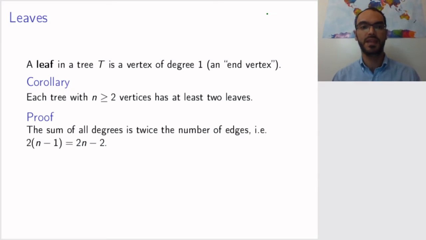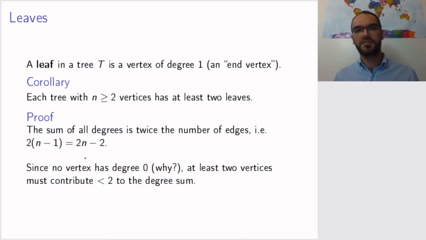Why is that? Well, you have a tree with n vertices, so by the previous theorem it has n minus 1 edges. And so the sum of all degrees, because each edge has two endpoints, will be twice the number of edges, so it is 2n minus 2. But now let's look at this. We have n vertices, and the sum of all degrees is 2n minus 2.